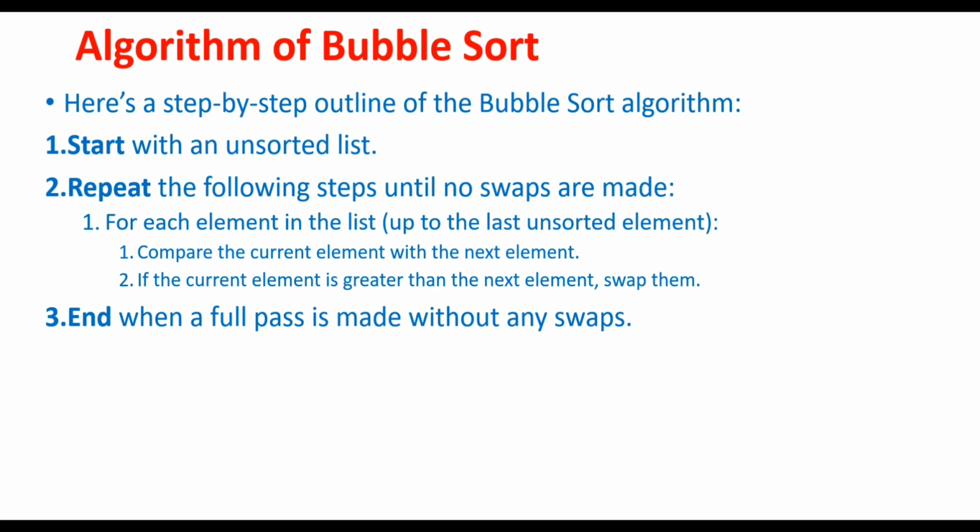After the first pass, the largest element will be in its correct position. Repeat the entire process for the remaining elements, ignoring the last sorted elements, and continue until no swaps are needed, indicating that the array is sorted. The last step is to end when a full pass is made without any swaps. Bubble sort is a straightforward sorting algorithm that is easy to understand and implement.